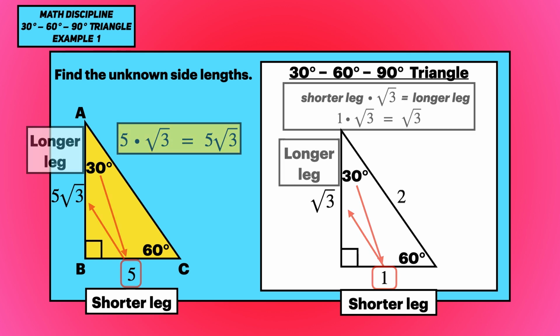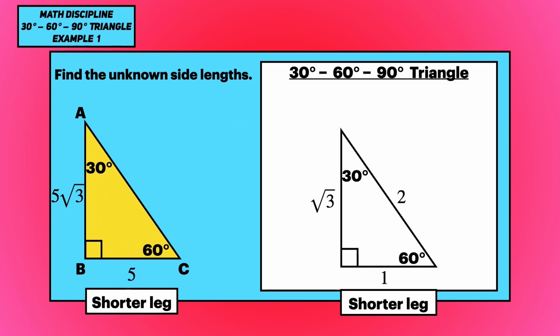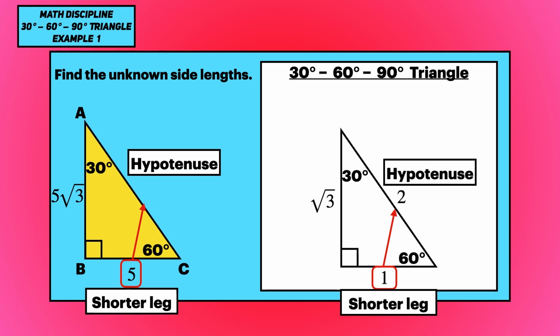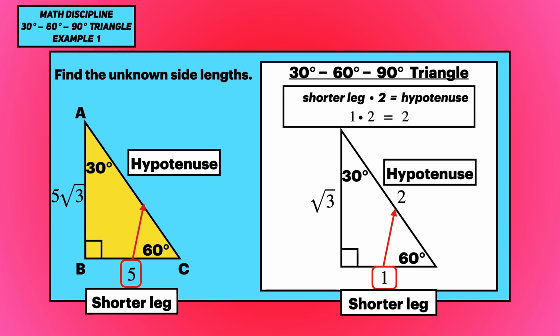Now let's get the length of the hypotenuse. Our reference triangle shows us that to go from the shorter leg to the hypotenuse, we need to multiply the shorter leg by 2. So let's do that. 5 times 2 equals 10. So the length of our hypotenuse is 10.